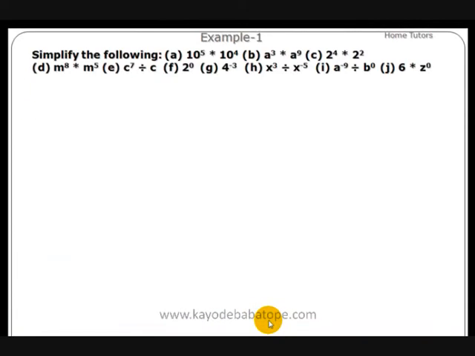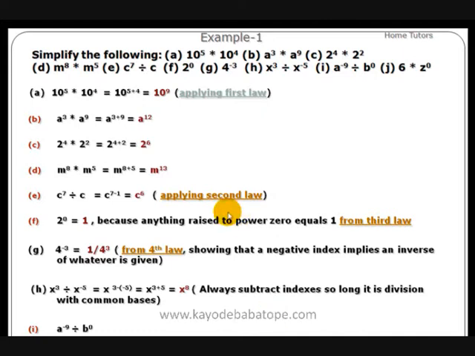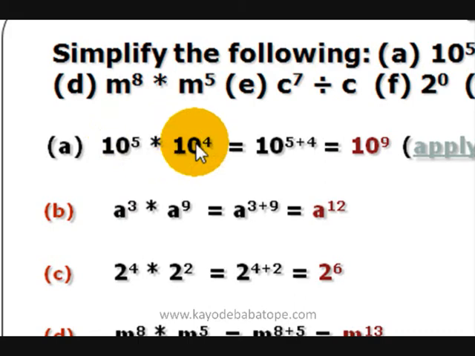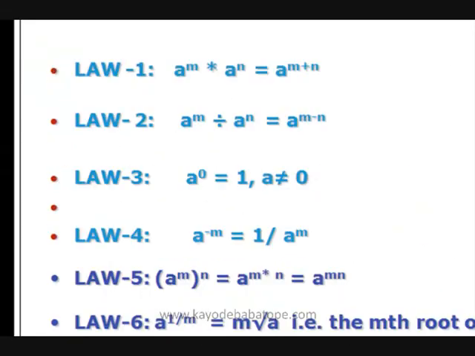Let's see some examples and see how to apply these principles. For example, 10 raised to power 5 times 10 raised to power 4 will give us 10 raised to power 5 plus 4, which is 10 raised to power 9. Take note that before you can apply the laws of indices, the basis of the numbers must be identical. For example, a raised to power m times b raised to power n can never give you this. Before you can use the law of indices, the basis must be identical. I hope you understand that.